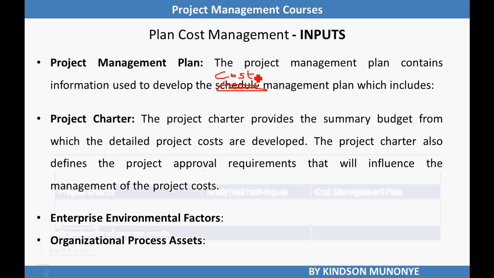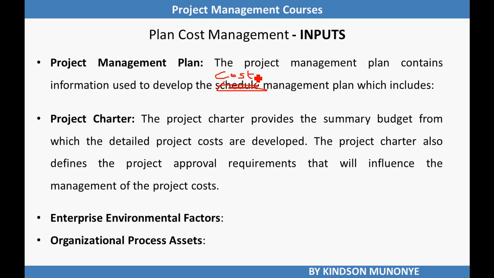So we are saying that the project management plan contains the relevant information needed to develop the cost management plan, and includes items like the scope baseline, which is the scope statement, the WBS and the WBS dictionary, and the schedule baseline. The schedule baseline defines when the project costs will be incurred, and other relevant information.